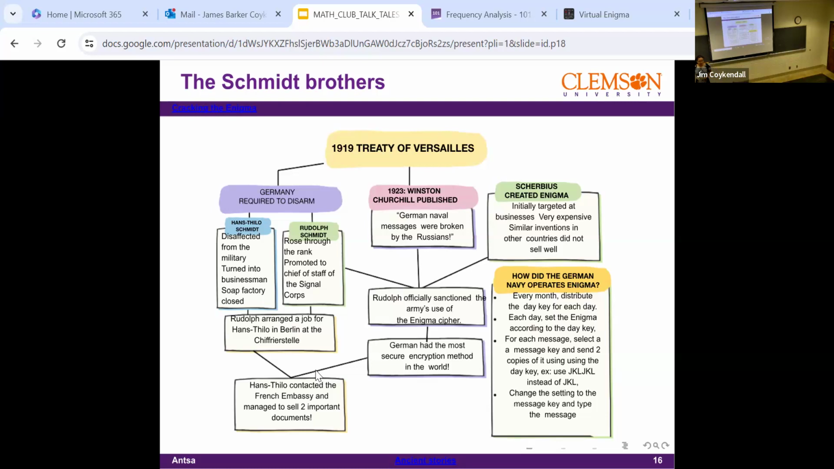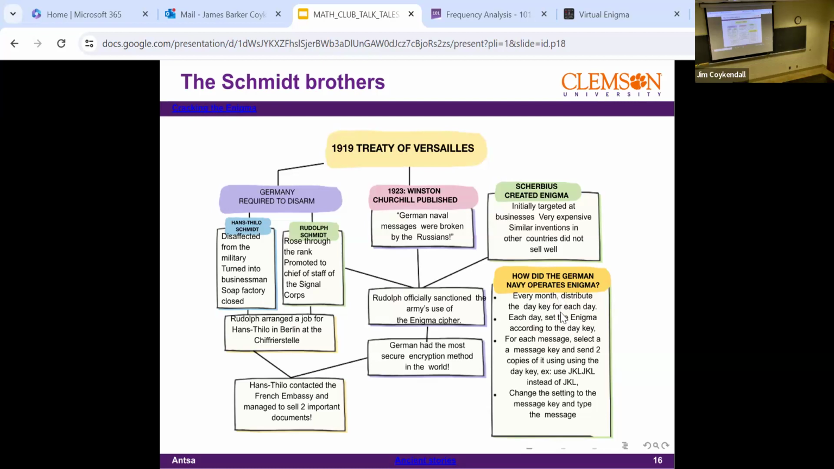So that was how the wiring and operation of the Enigma machine got sent to the Allies. So how did the German Navy operate the Enigma?